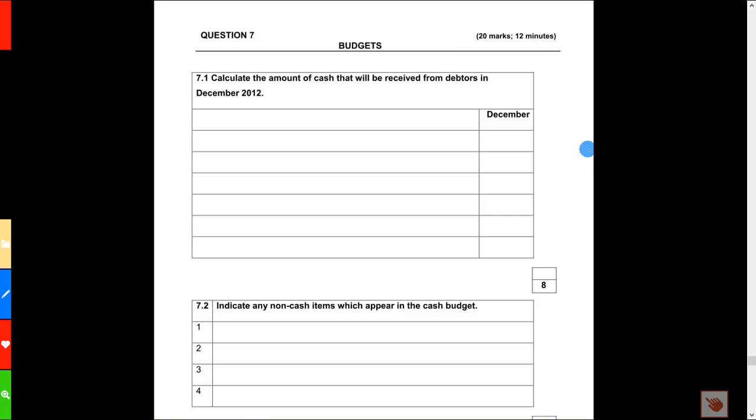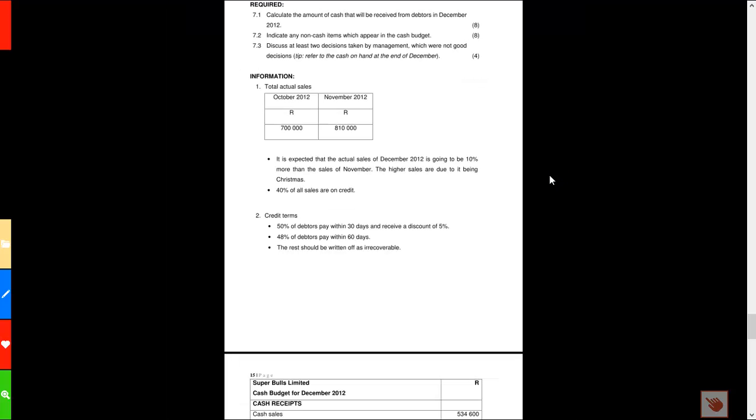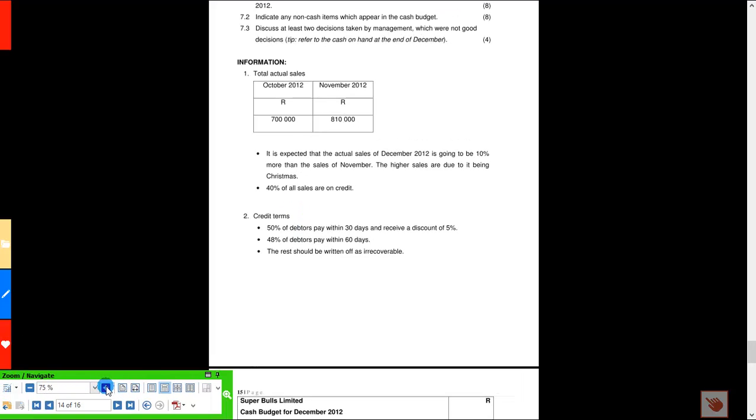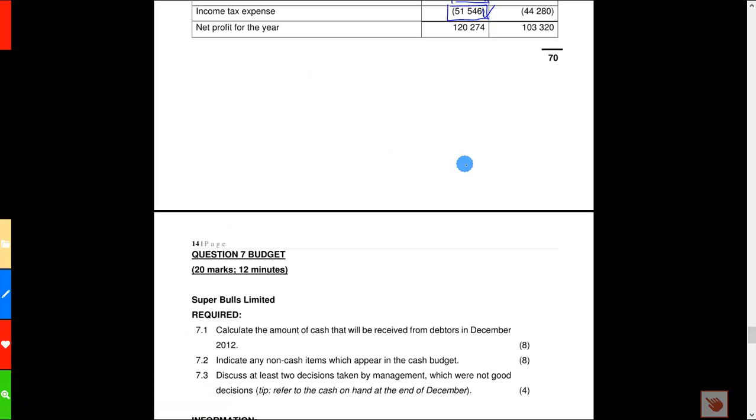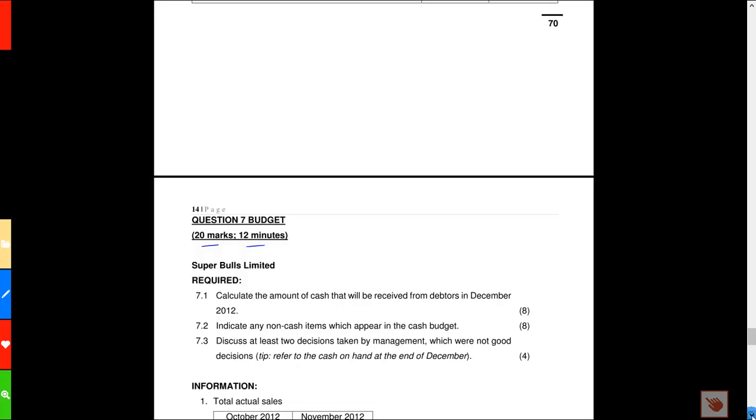Right, so we're looking at question 7, which was the budgeting question. And if we look at our required here, and we just zoom in a little bit to get that a little bit bigger. There we go. We've got the following information: 20 minutes, 12 minutes, 20 marks. That means we've got 12 minutes, so it shouldn't take us too much time.